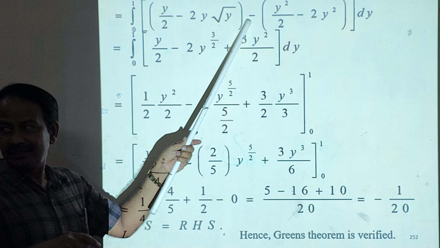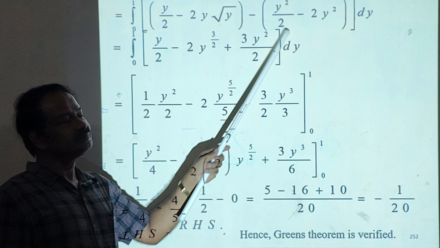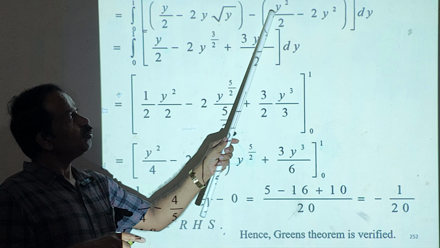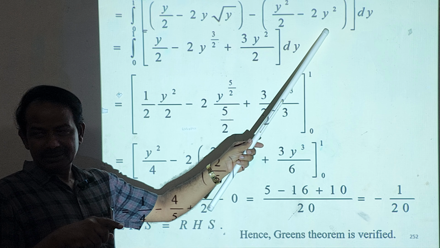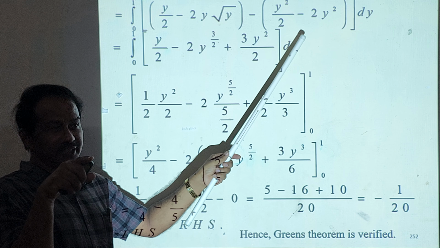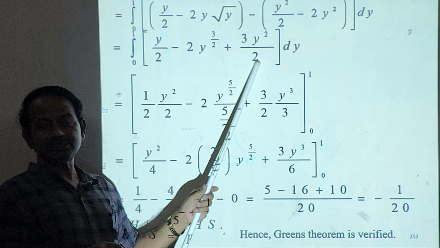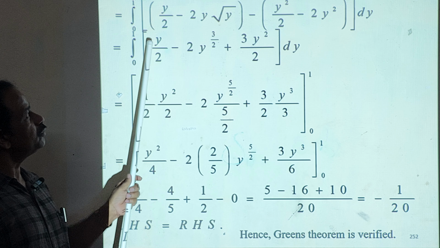Already one minus is there. So we have plus. I repeat. See here, take the LCM. Y squared by 2 minus 2y squared. Take the LCM, that will give you y squared minus 4y squared divided by 2. So that will give you minus 3y squared by 2. Already one minus is there. So we have plus 3y squared by 2. So we have now 1 by 2.